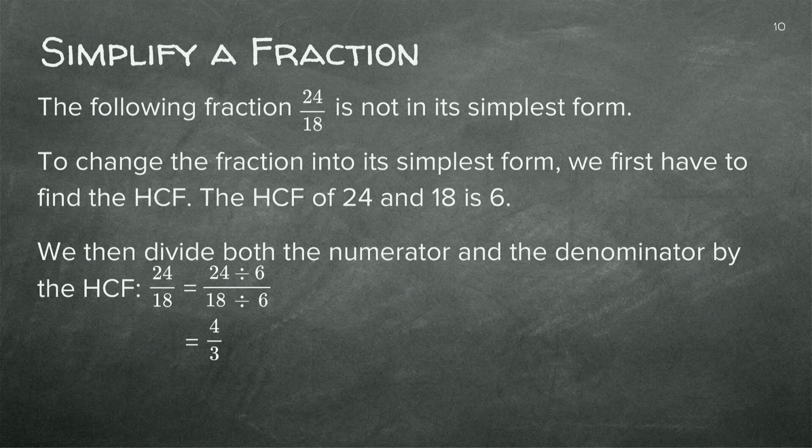But I'm going to show you. The following fraction, 24 over 18, is not in its simplest form. To change this fraction into its simplest form, we have to find the HCF, the highest common factor, of 24 and 18. So I'm giving it to you. We know it is 6. Just to make this explanation easier, if you don't believe me, stop and work it out yourself. We've got 2 methods, the prime factorization as well as the other method. Remember? Okay, so it's 6.